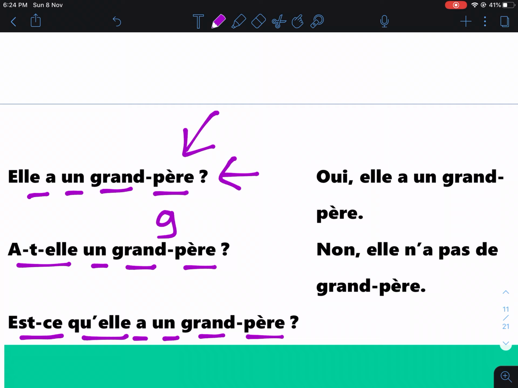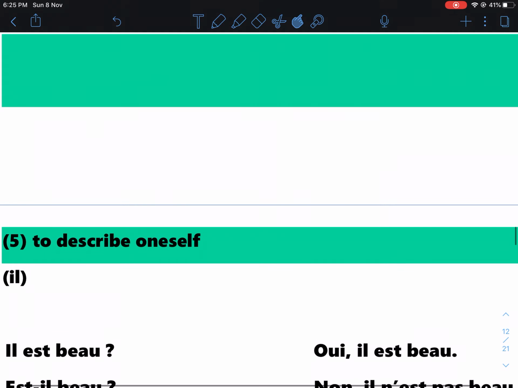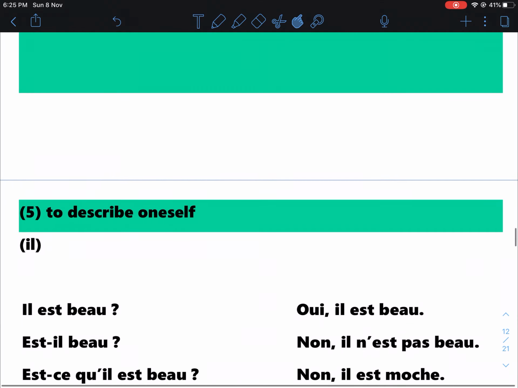Okay, so does she have a grandfather? So the possible answers: oui, elle a un grand-père. Grand. Non, elle n'a pas de grand-père. Okay, so most of the questions and answers are using the verb avoir.